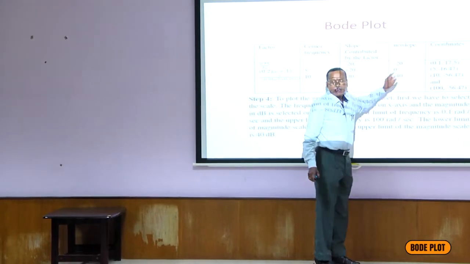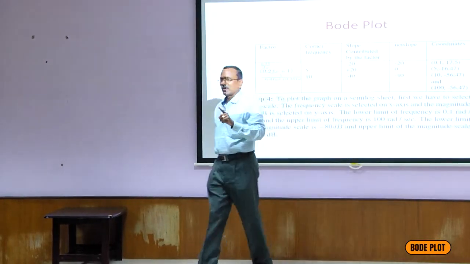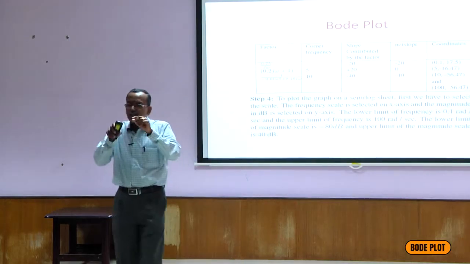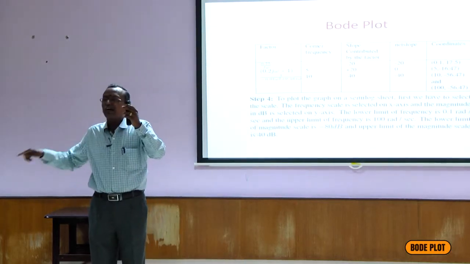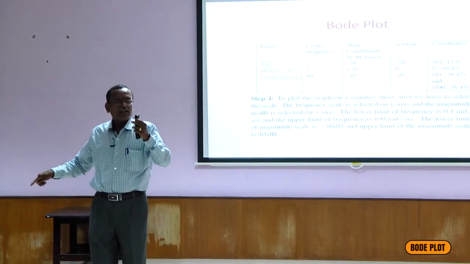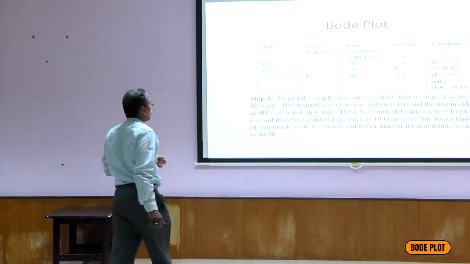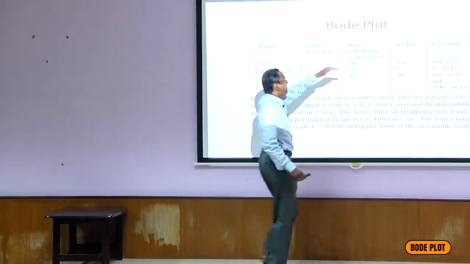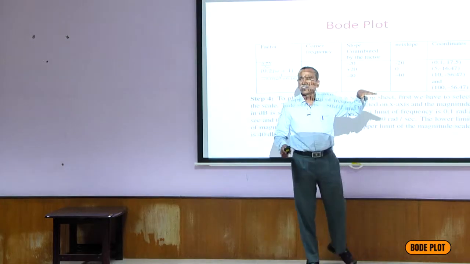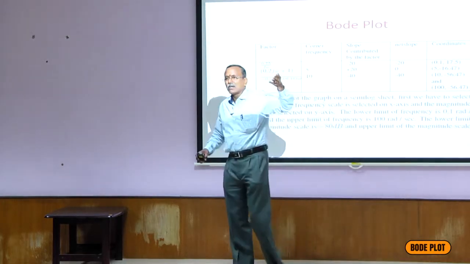From 50 dB. Because after the corner frequency only we are getting a slope of minus 20 dB. So net slope means you have to substitute the previous value. That is the crucial point. Net slope means you have to substitute the previous value.